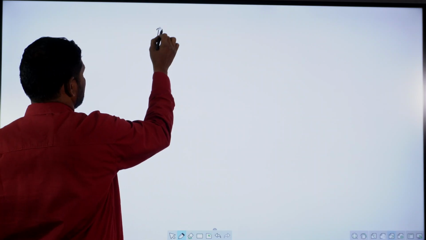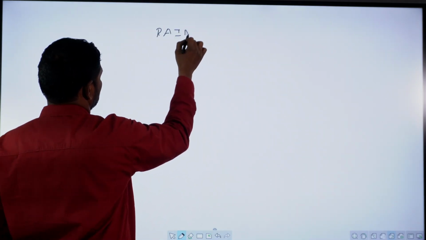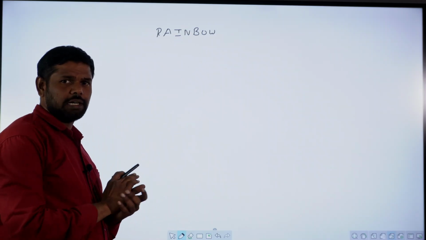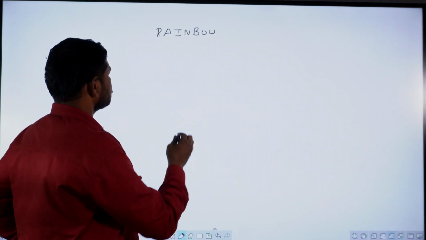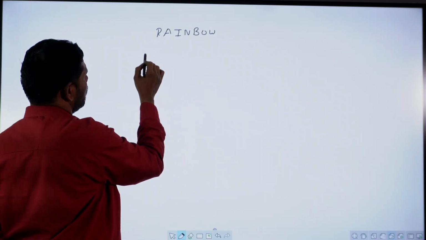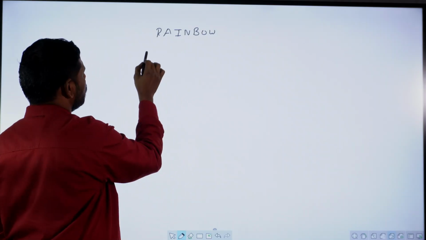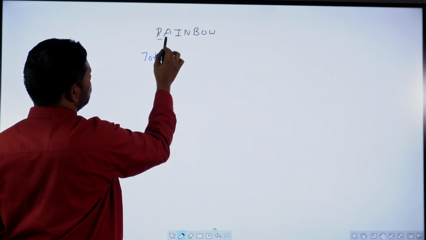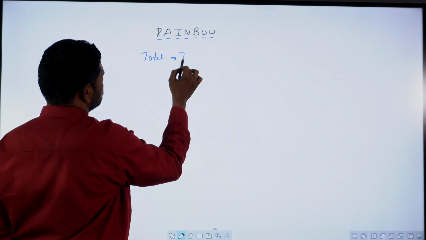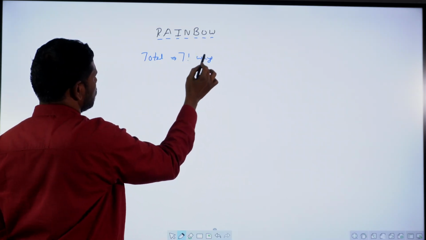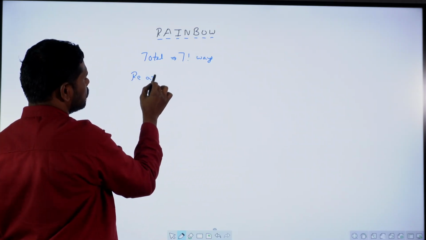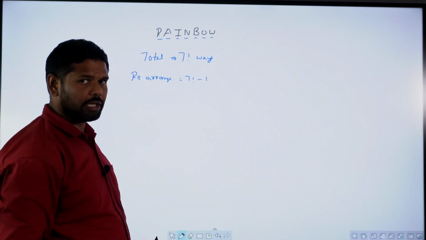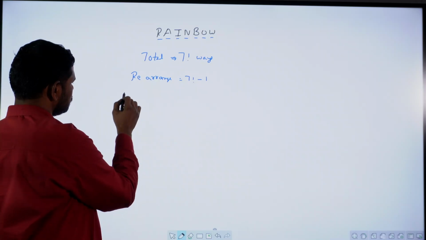Right? By the end of this, I can take one example. All are different letters. Rainbow is one word given by the examiner. Now they are asking, by using all the letters of the word, in total how many ways can we arrange the word rainbow? 1, 2, 3, 4, 1, 2, 3, 4, 5, 6, 7. So 7 factorial ways. Suppose they ask how many ways we can rearrange it, the question may be formed like this: 7 factorial minus 1 way. Yes, simple.